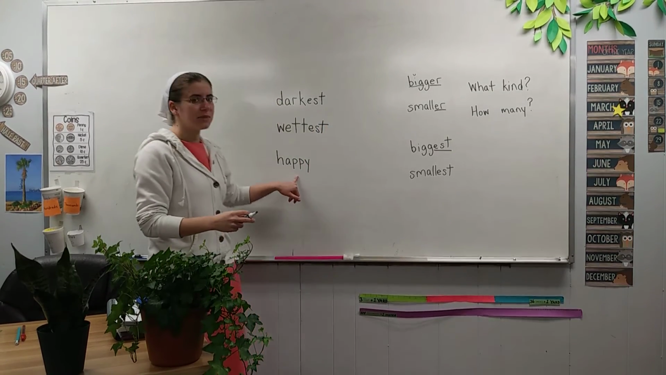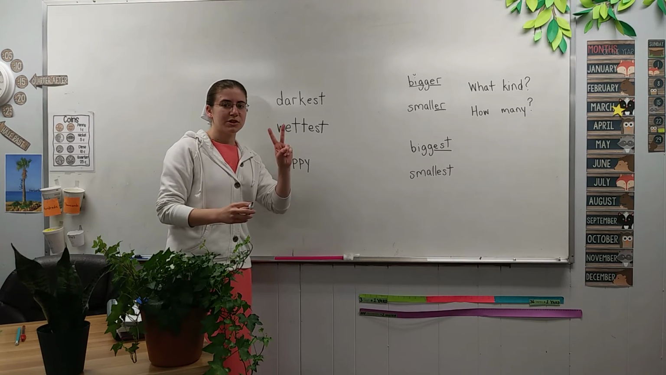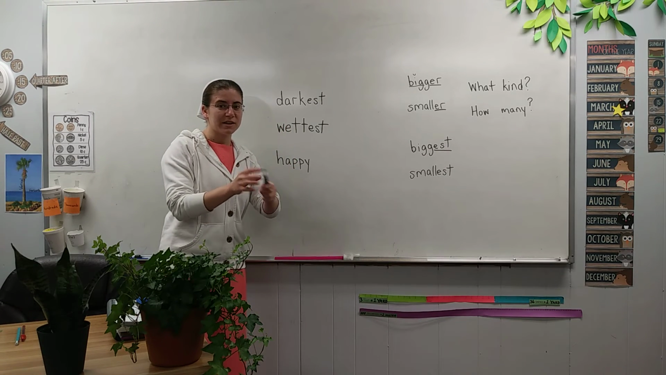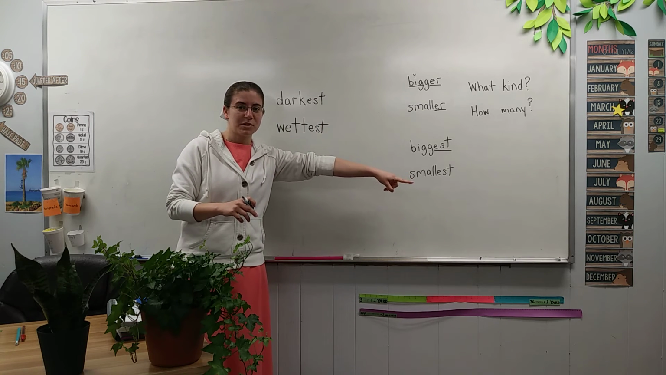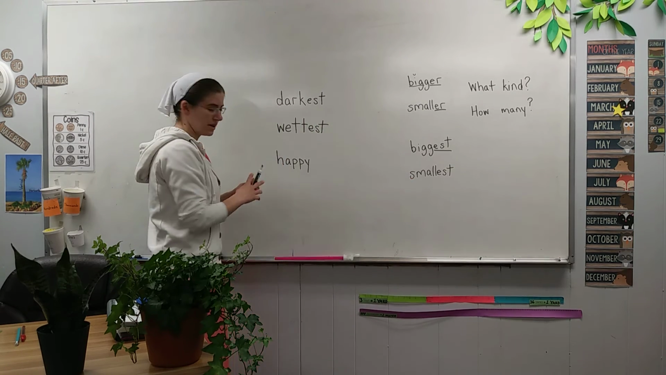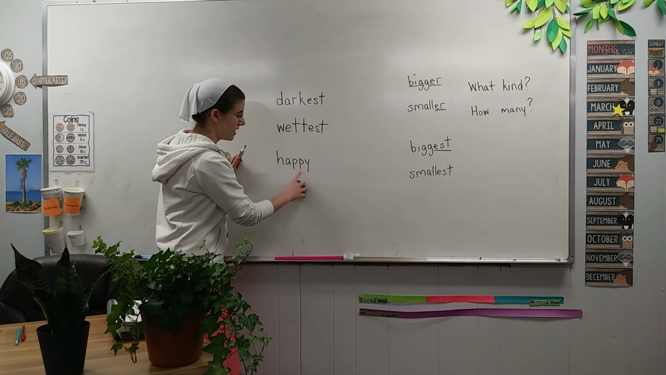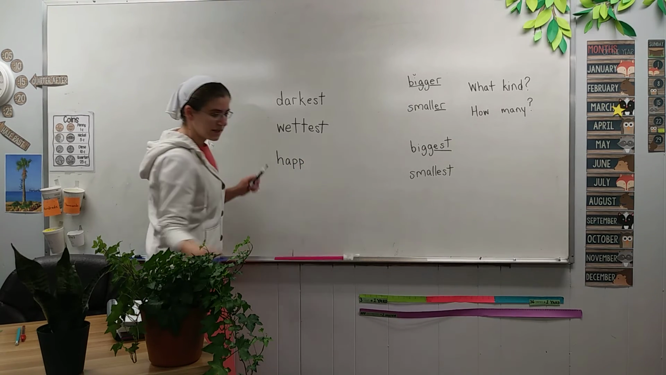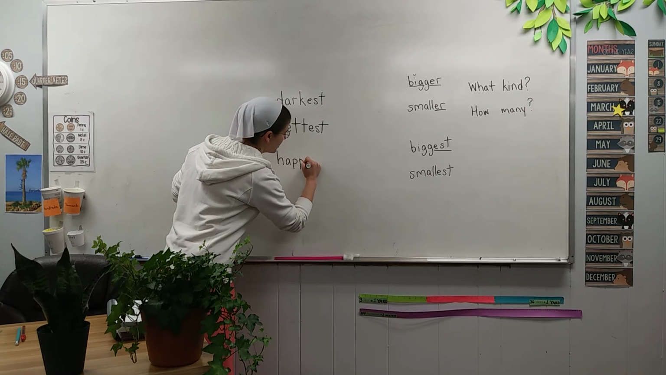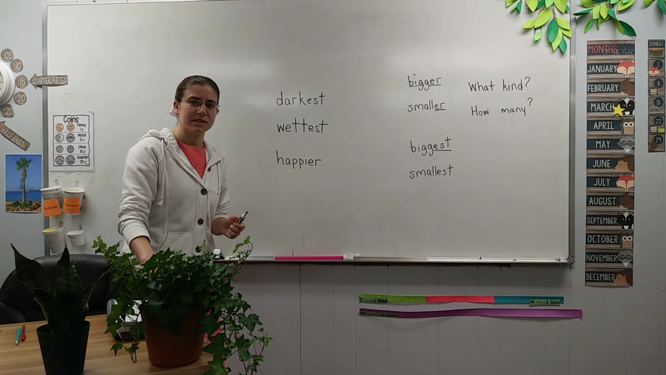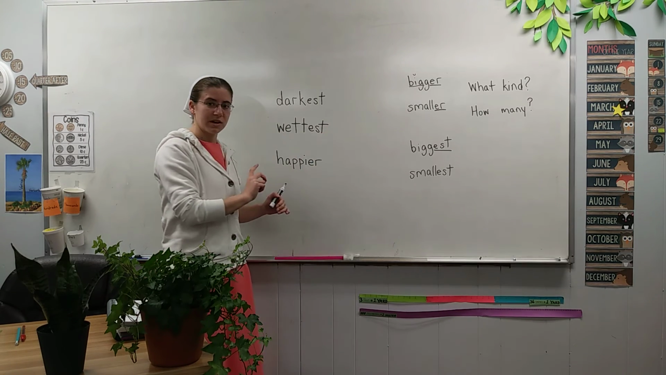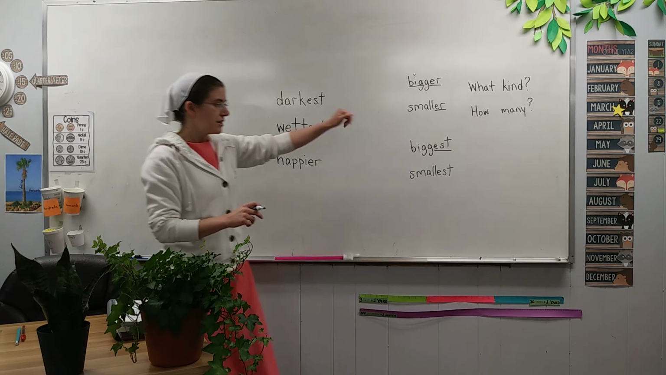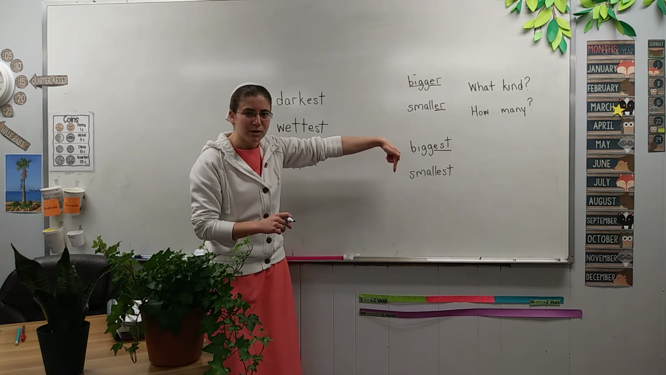And then we have happy. If I compare 2 boys, I could say that this boy is happier than this one, and add ER, and it ends with a Y, so I'm going to change my Y to I before I add my suffix that begins with a vowel. But if I'm comparing 3 boys up here, I could say that this boy is the happiest of all the boys.